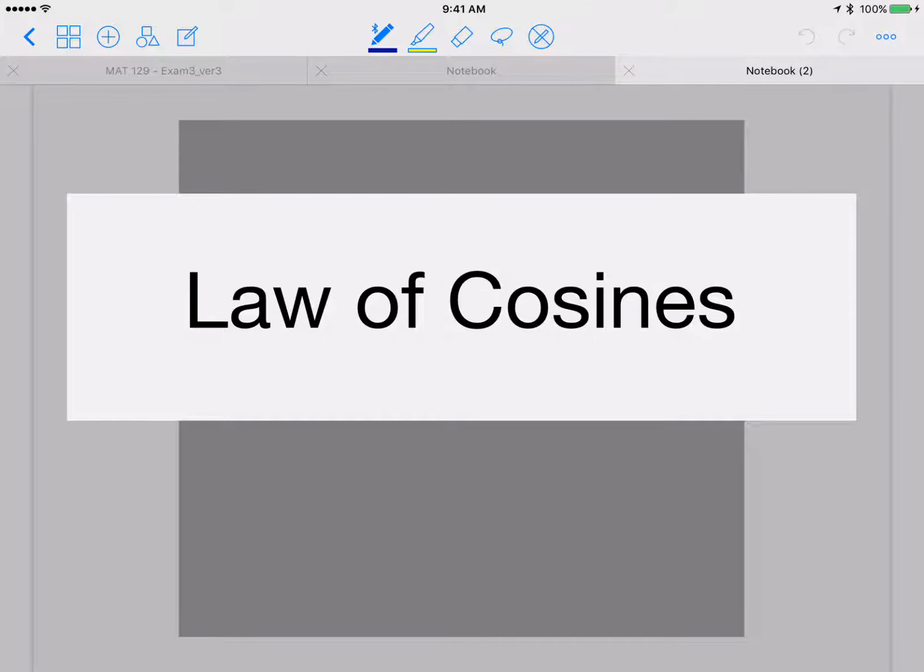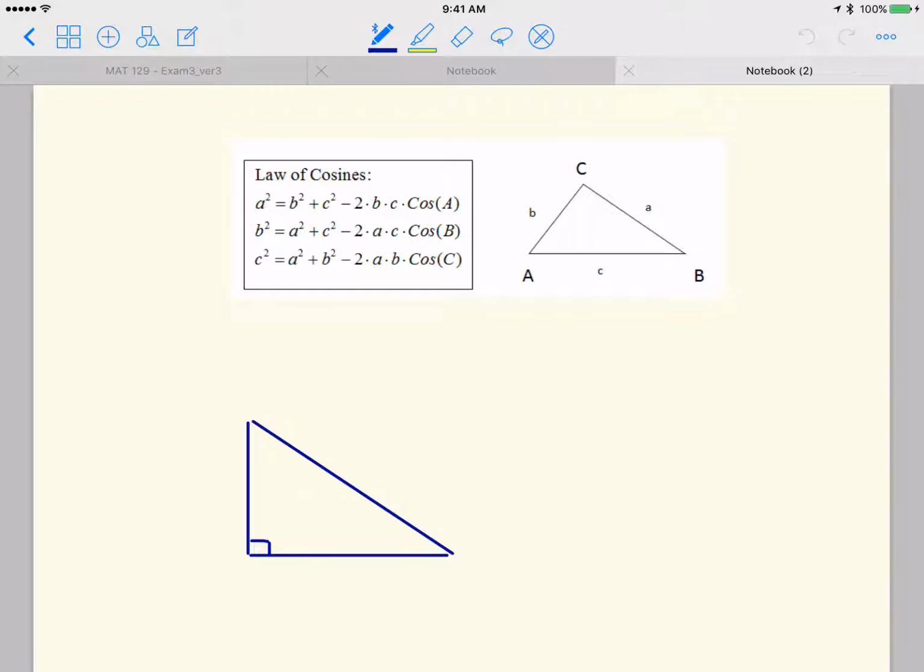Alright, so let's do a video about the law of cosines. So here's your law of cosines: a squared equals b squared plus c squared minus 2bc cosine A, etc., etc. This is the version I remember.